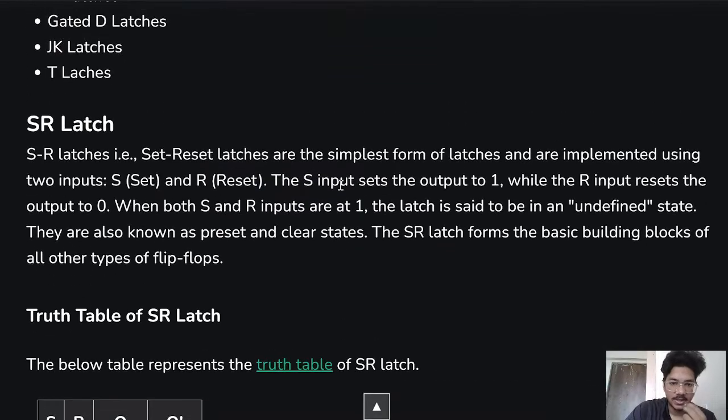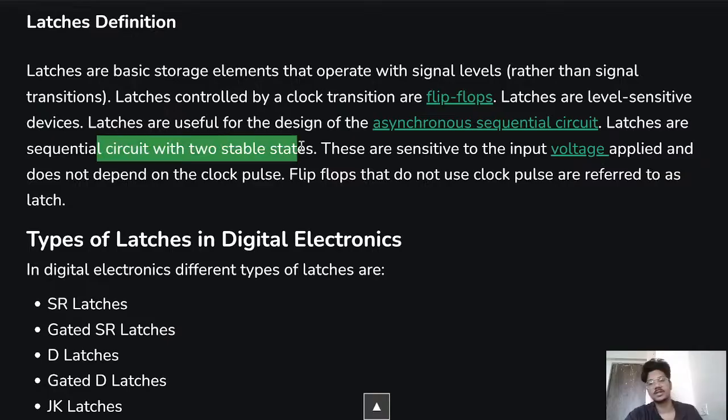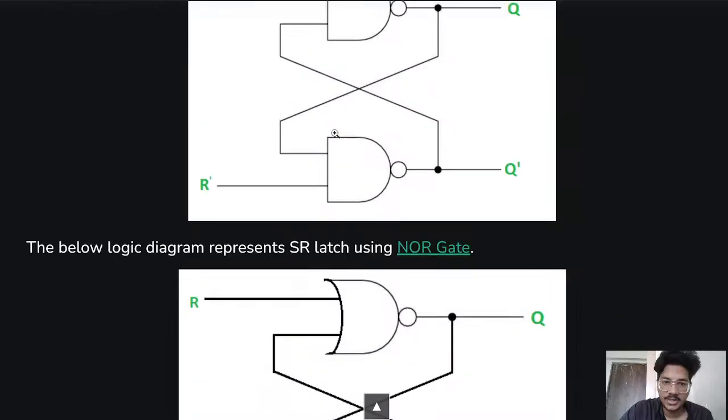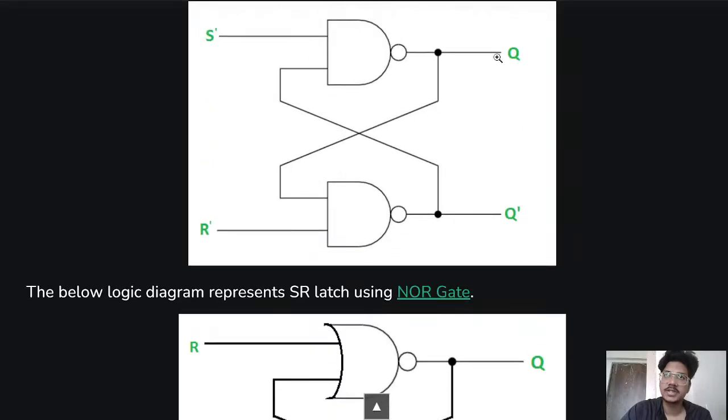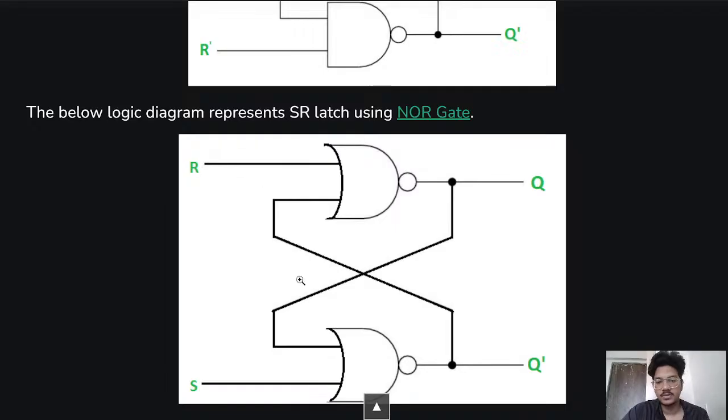It has two stable states, and a circuit that does not use a clock is known as a latch. For the NAND gate you use S dash and R dash inputs with Q outputs, and for the NOR gate you use R, Q, S and Q dash.